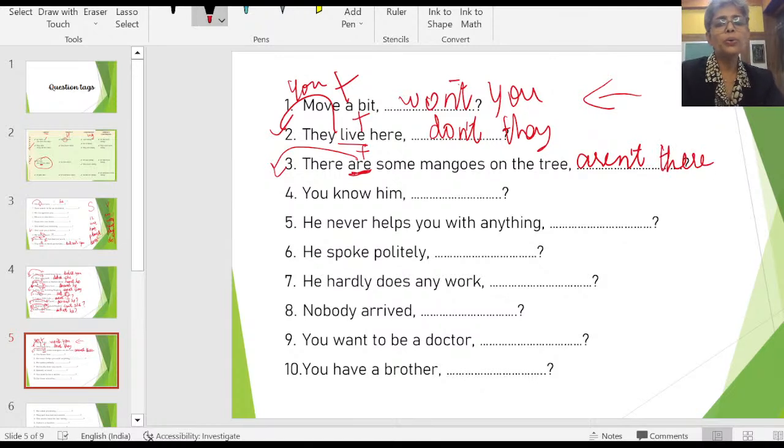You know him. So know is a simple present tense. It does not have an s, so we will not say does, we will say do. You know him. It's a positive, so it will become don't. Don't you?